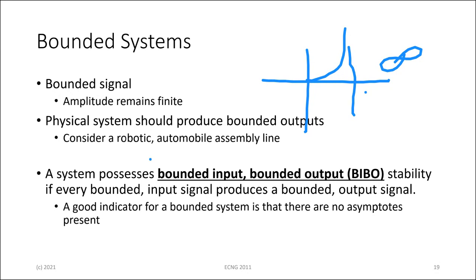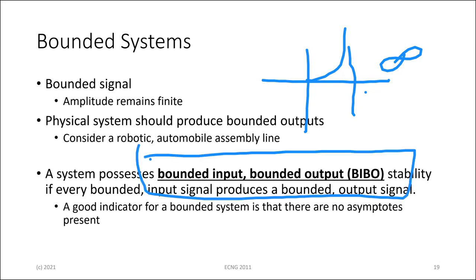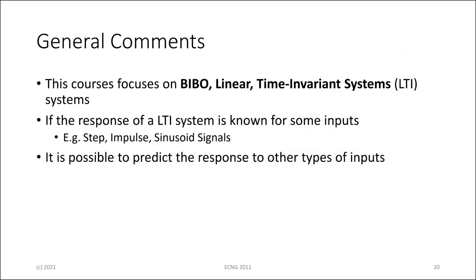But basically, our goal is to have this for our purposes. Makes it safer. You don't want things blowing up in the lab. Right? And our course focuses on that. Bounded input, bounded output, linear, because superposition will apply. And time invariant, because if you do something today and you come back next week and do the same thing, you're supposed to get the same answer, not a different answer.